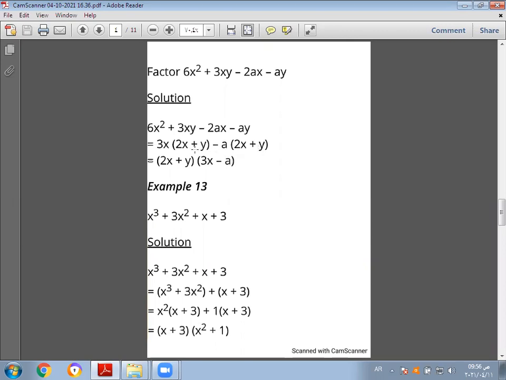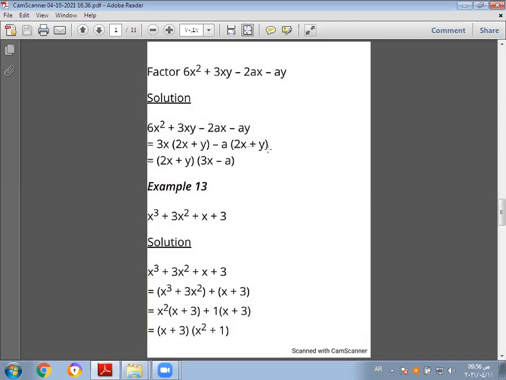After we take the HCF from the first and second, we find the bracket 2x + y is common. Okay? We take 2x + y as HCF again and open a bracket. If we take this bracket, we find the remainder will be 3x here.